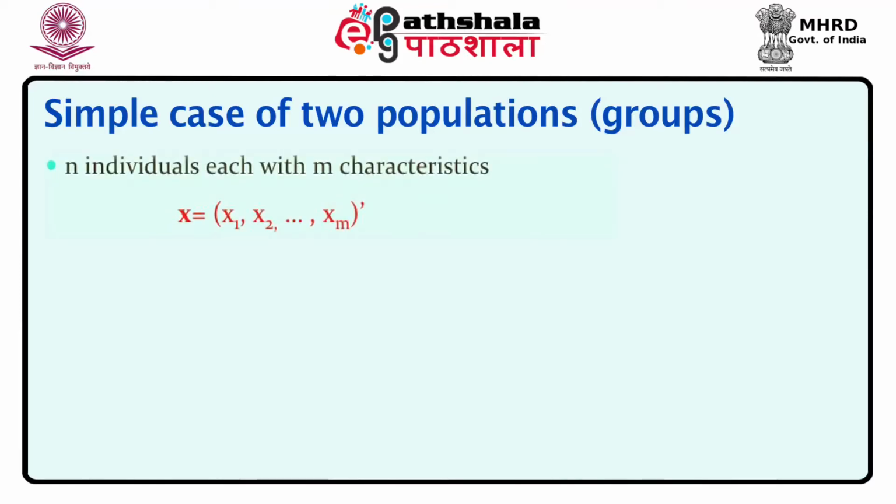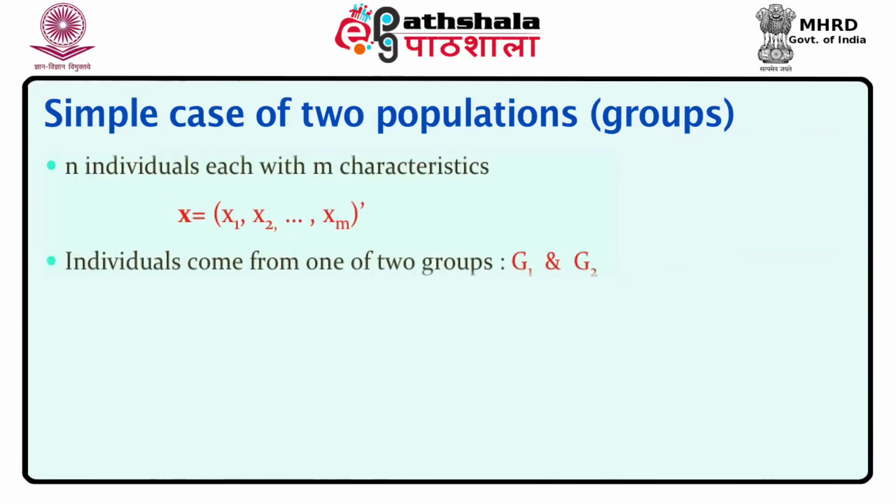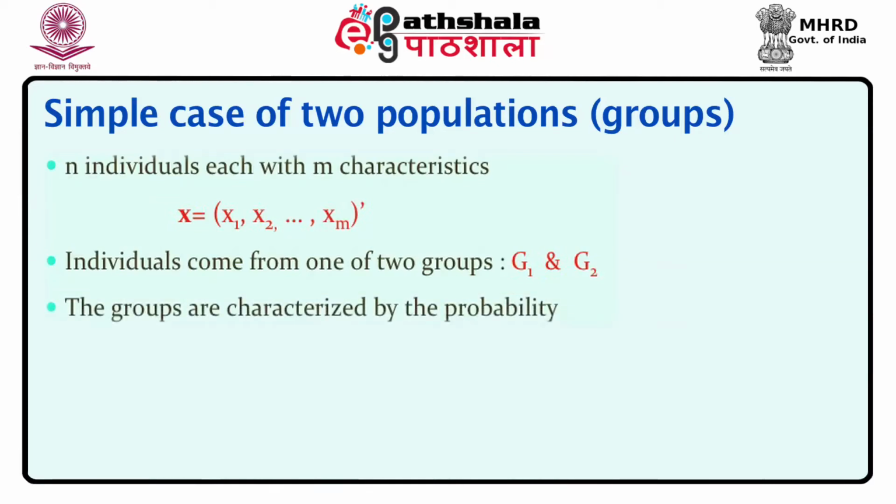Now, there are n individuals each with m characteristics, say. So x is equal to x1, x2, ..., xm, each of the xi's representing a characteristic. So we have a vector of m variables characterizing this individual. These individuals come from either of two groups, G1 or G2. So we have two distinct groups we know of, and all the individuals belong either to one of these groups or to the other.